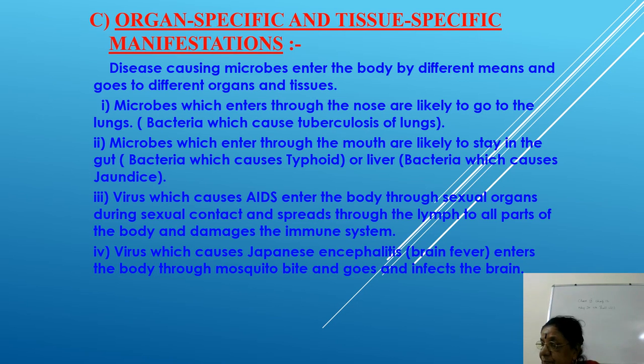So if the number of microbes is very small, the disease manifestation may be minor or unnoticed. If the same microbe number is large, then the disease can be severe enough to be life-threatening. The immune system is a major factor that determines the number of microbes surviving in our body. I hope you are following. So this is about tissue specific and organ specific.